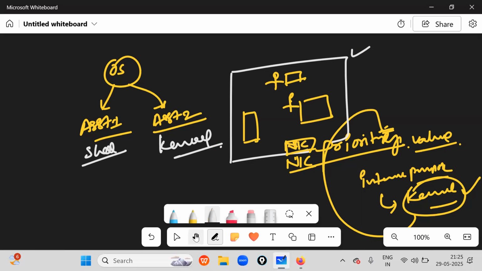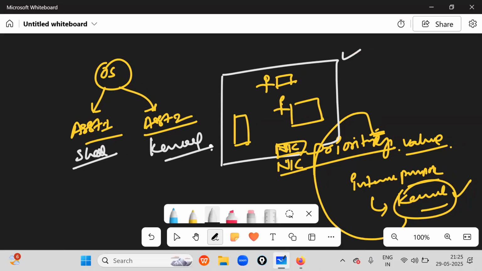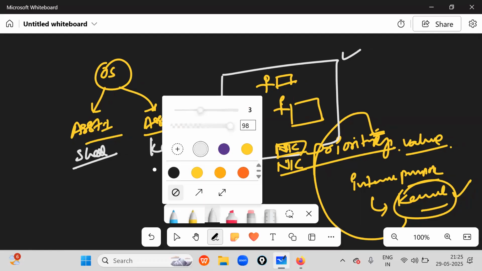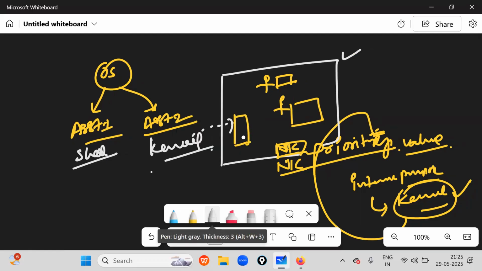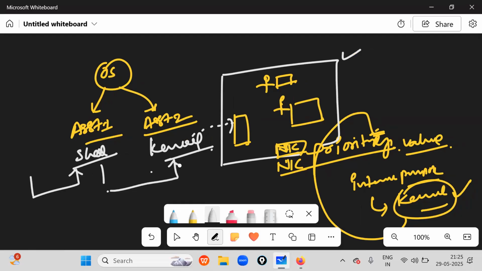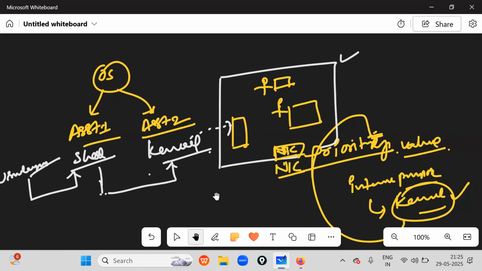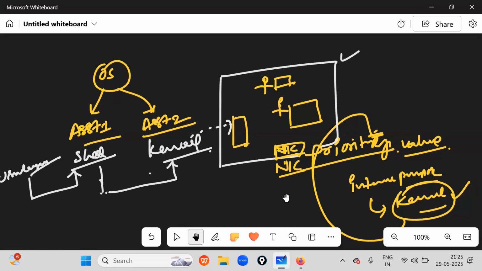The kernel can talk to hardware directly because the kernel understands the hardware language. The shell understands the kernel language. The shell understands user language. This is the way the functioning happens inside our server.